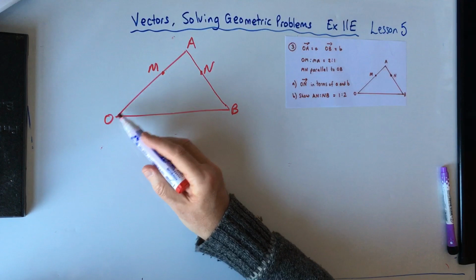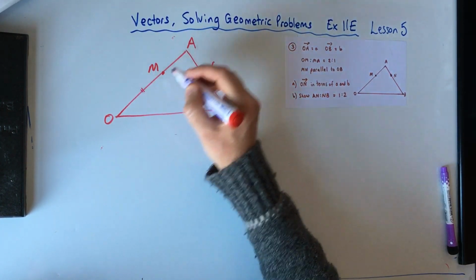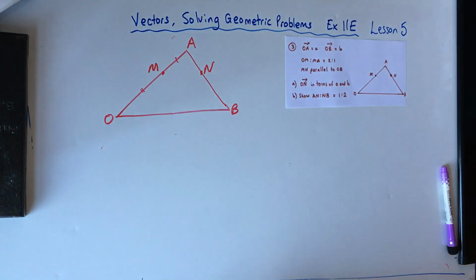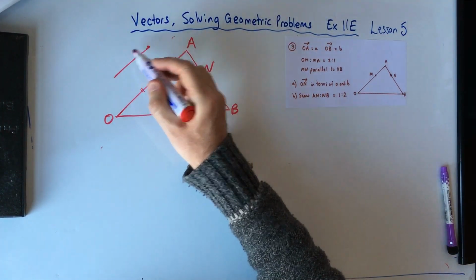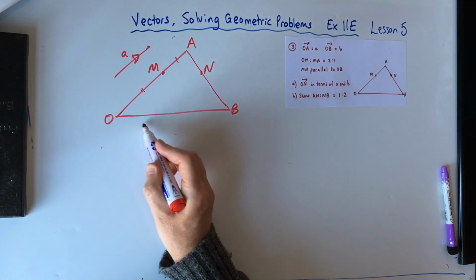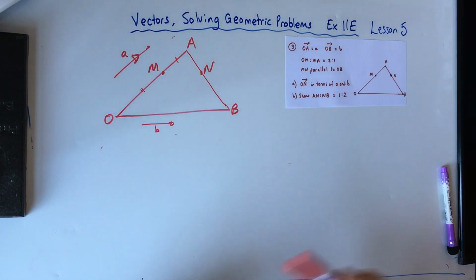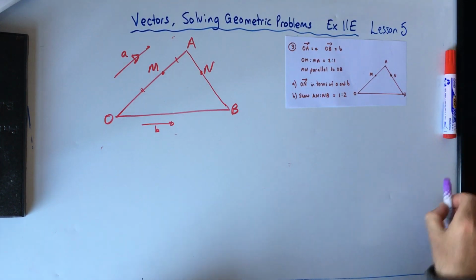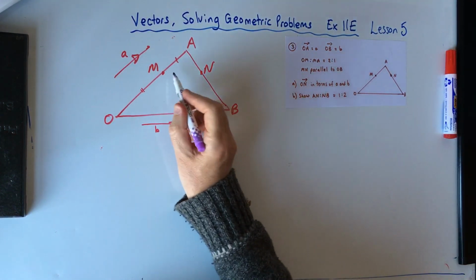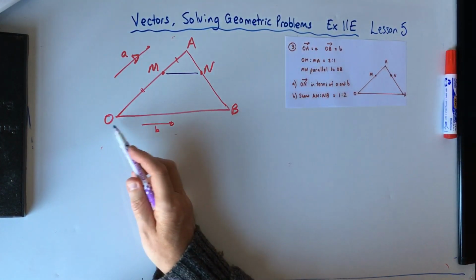And it tells you O to M to A is 2 to 1. So this is sort of 2 to 1, okay? That ratio there. Okay, and it says that the whole of OA is an A going that way, and the whole of OB is a B going that way. Now it tells you that MN from there to there is parallel to OB.